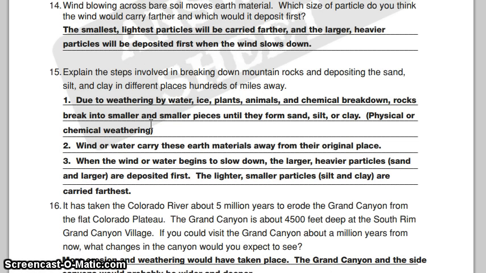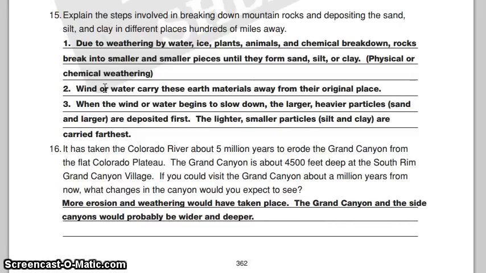Wind blown across bare soil moves earth materials. What size particles do you think wind would carry further? And which ones would get deposited first? So, kind of common sense fits in here where the smallest, lightest particles are going to be carried farther, and the larger, heavier particles are going to get deposited first.